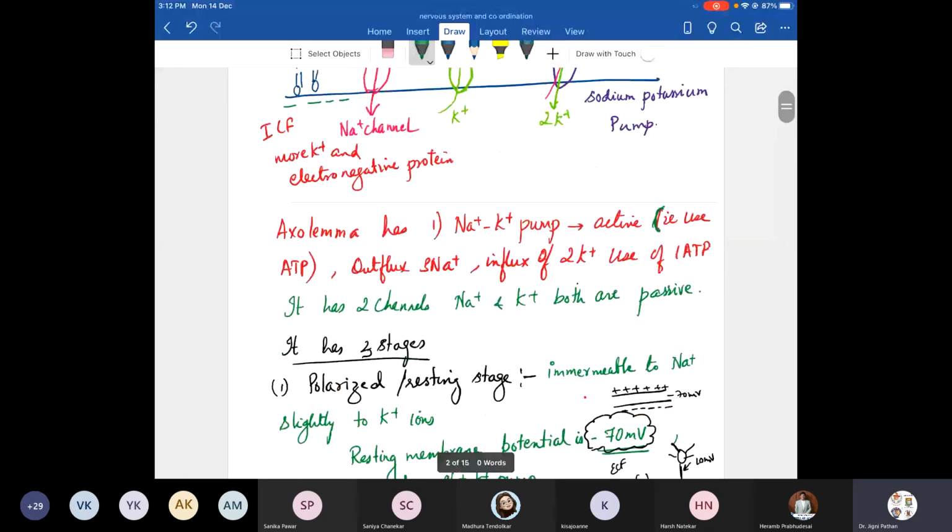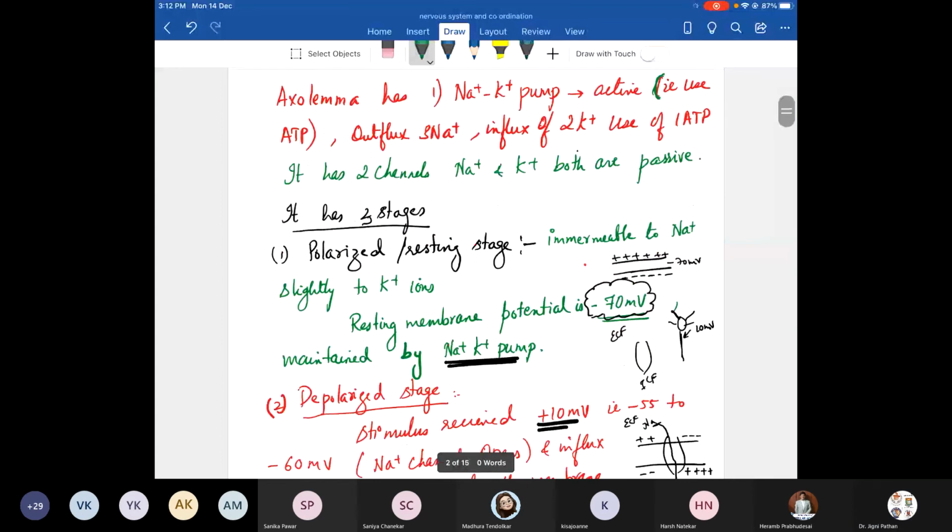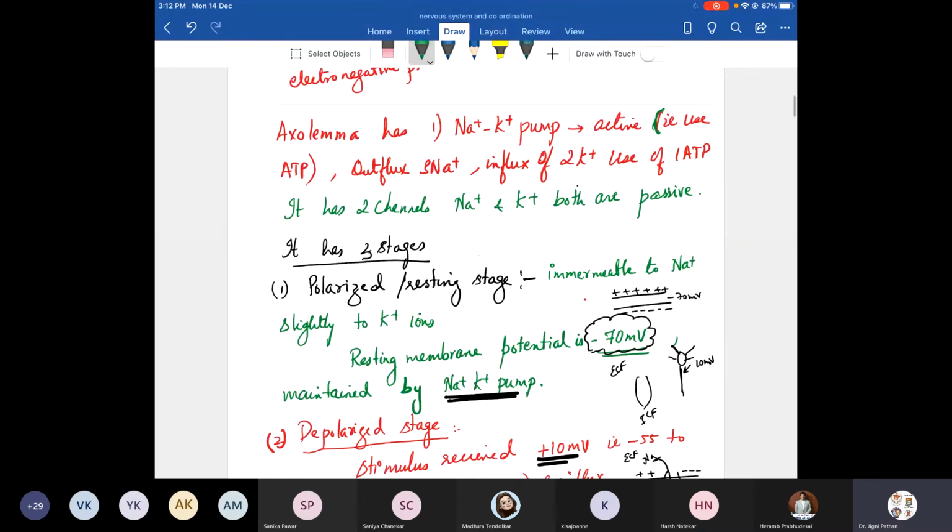Okay, please write down this. We'll write it down and then I'm going to explain you. Axolemma, you know, it's a membrane on the axon. That is neurolemma or axolemma, same. It's the membrane of axon. It has sodium potassium pump which is active. Active means it uses ATP.